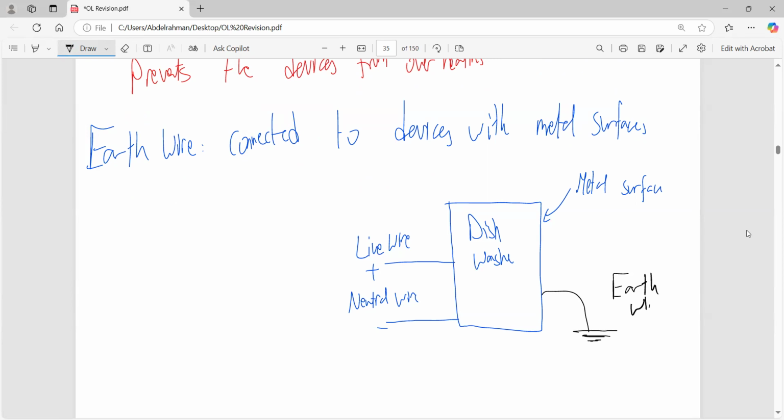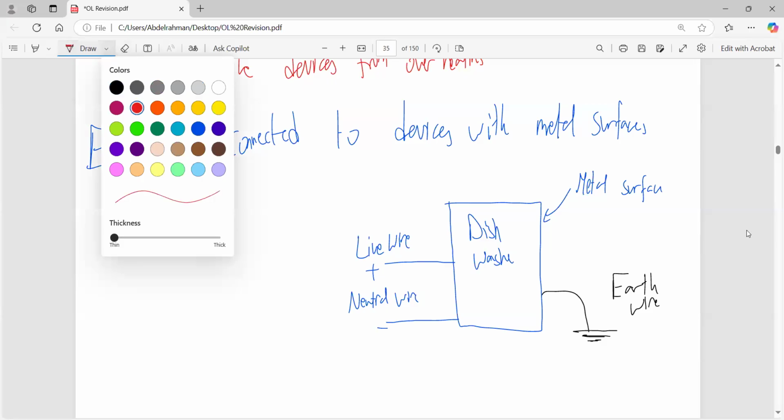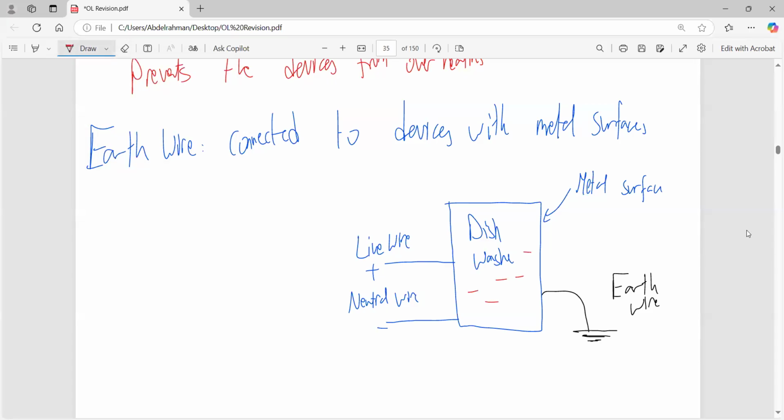What does this earth wire do? If you have any extra electrons, an excess of electrons, too many electrons in this dishwasher, in this metal surface, what happens to these electrons? They are now able to pass through the earth wire and to the ground, preventing you from being electrocuted.